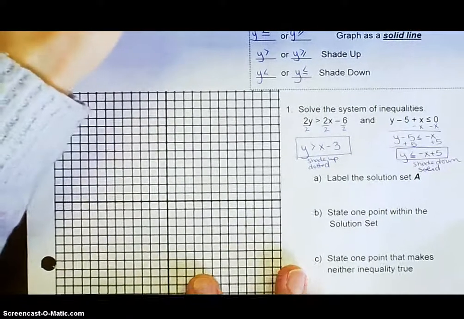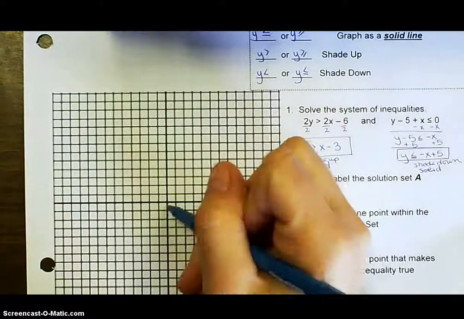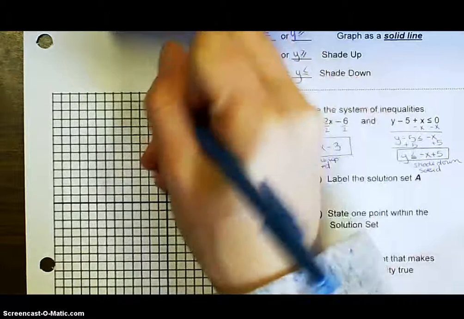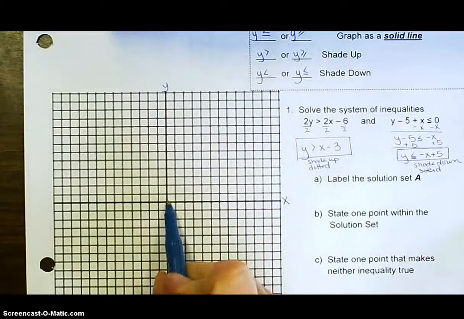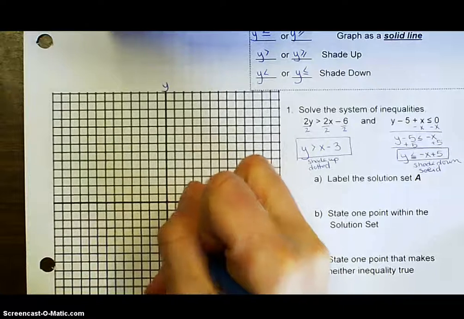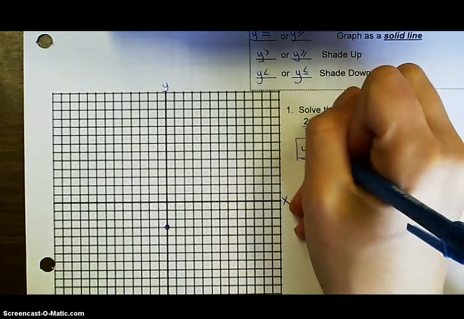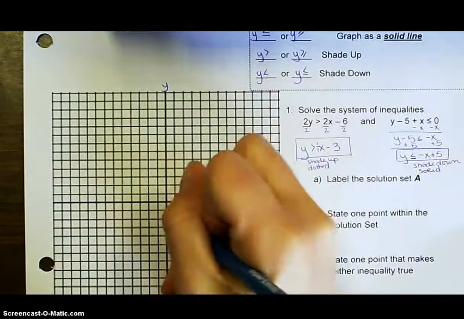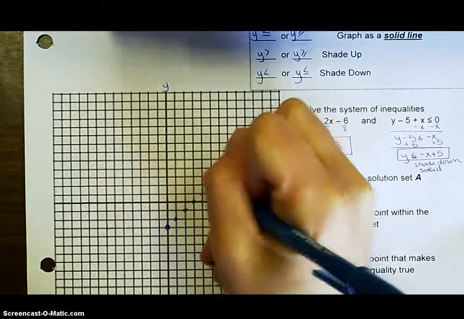So I'm going to go for the first equation first. So y is greater than x minus 3. So here's my x-axis and my y-axis. Here's 0, 0, there's my origin. So I'm going to go down to negative 3, and there's my first point. Now my slope, if there's no number in front of the x, your slope is 1 over 1. So I'm going to go up 1 to the right 1, up 1 to the right 1, and all the way across.